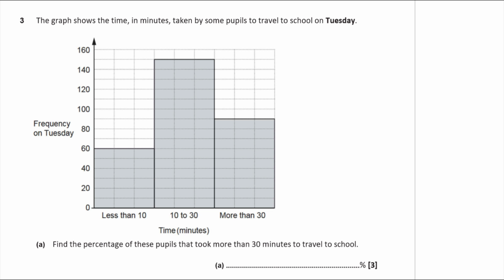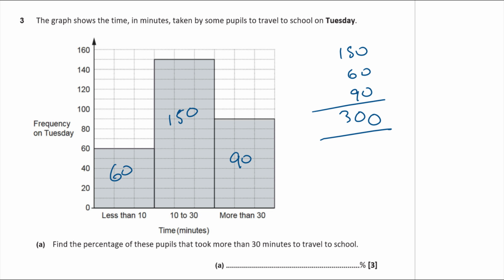Okay, so how many are there altogether? Well, I've got 60 in the first bar. That has to just be frequency, doesn't it? I've got 150 in the middle bar, and I've got 90 in the end bar. So altogether, 150, 60, and 90. What does that add up to? That's 300 students altogether. So there are 300 students, of which 90 took more than 30 minutes.